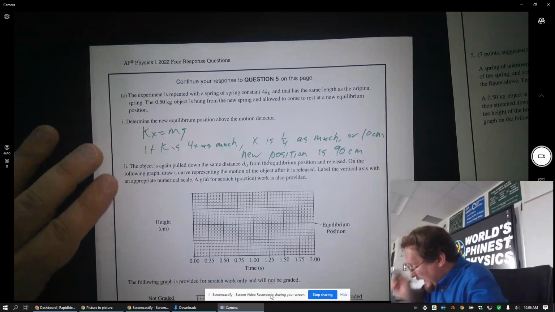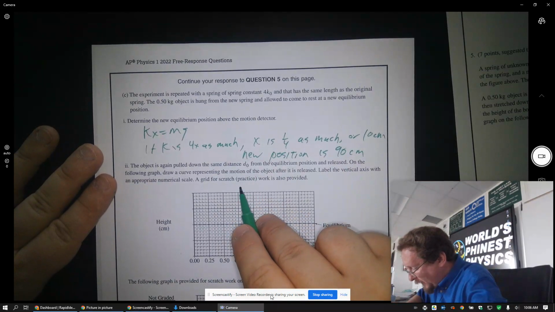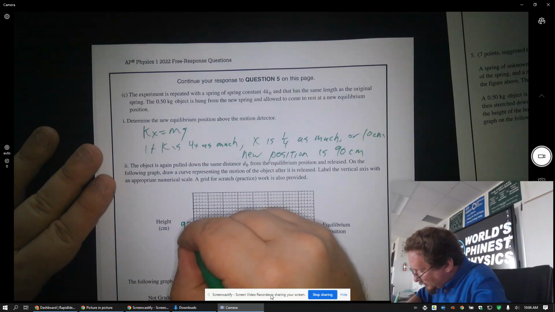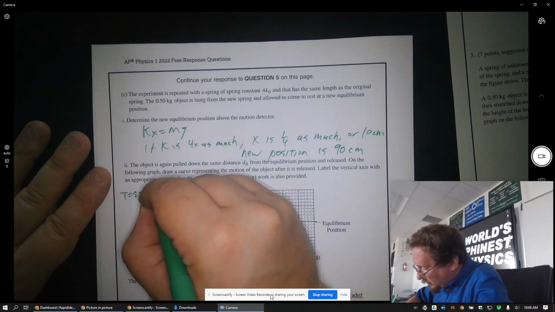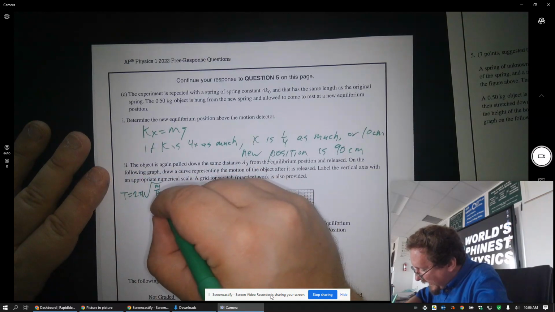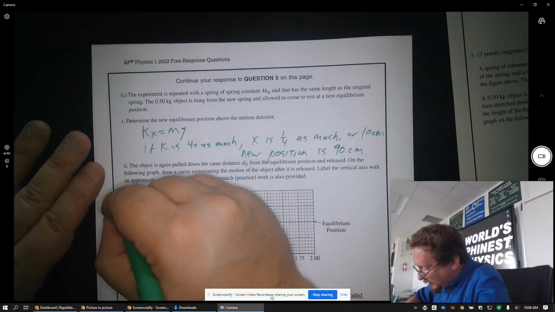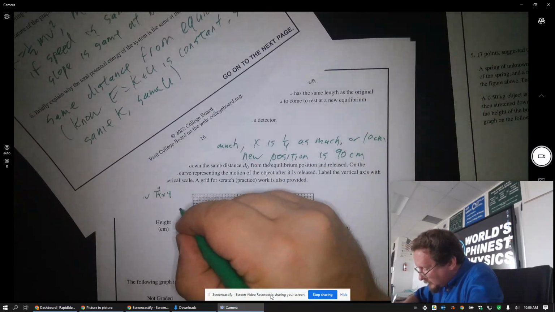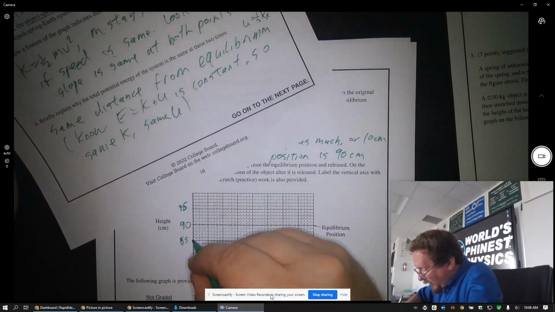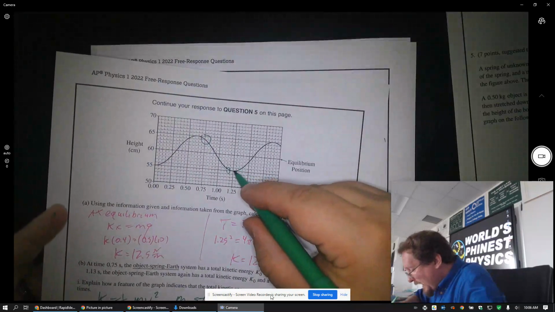The object is again pulled down the same distance on the following graph. Draw a curve representing the motion. Here's what I know: this is going to be 90 centimeters. We know that T equals 2 pi radical m over k, and if k is multiplied by 4, the period is going to be half as much. So I need to make the period half as much.